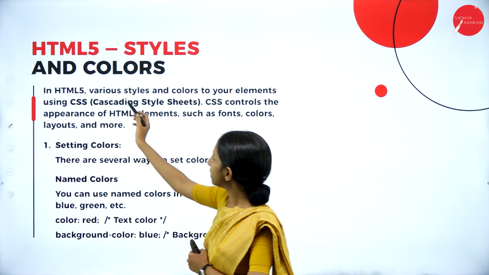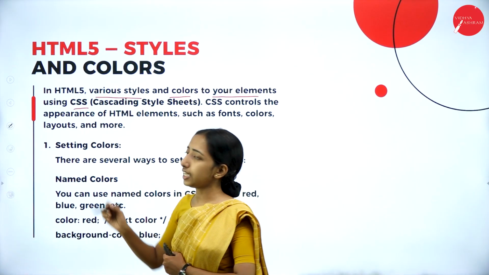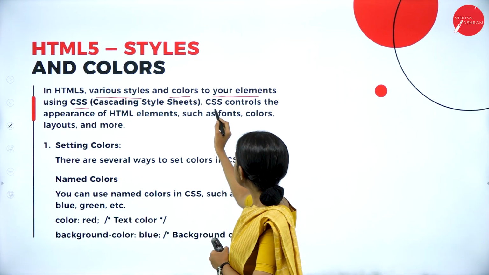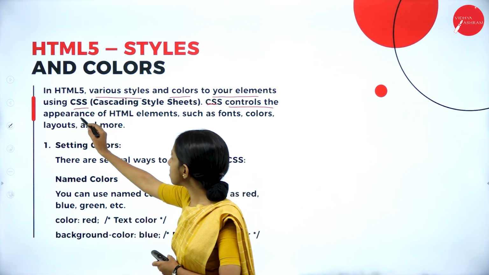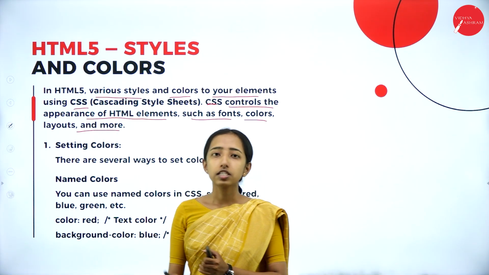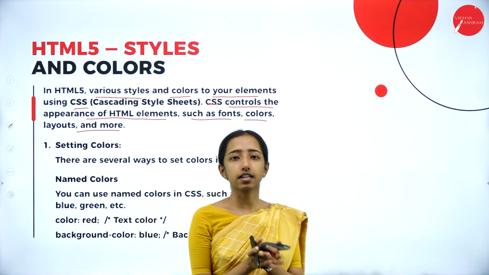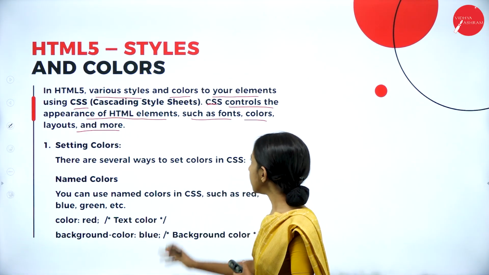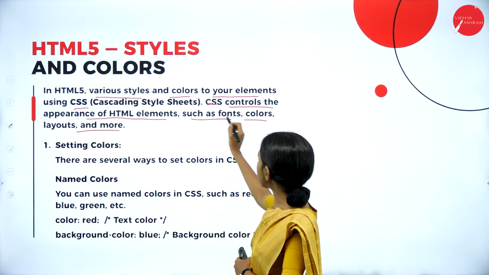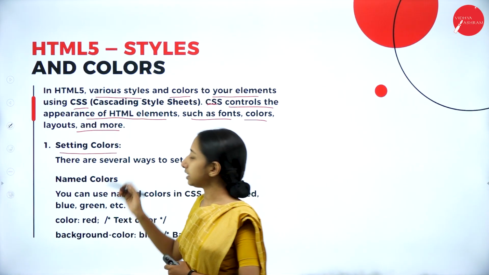So here you can see there are various styles and colors that the elements use in the CSS. So CSS means the cascading style sheet. And the CSS controls the appearance of the HTML elements such as the font, color, layout and more. So HTML is for structuring the web page, whereas CSS is for styling the web page. So here the main thing, the CSS will control the HTML or the web page for the font, color, layouts and more. And here the first is setting colors.